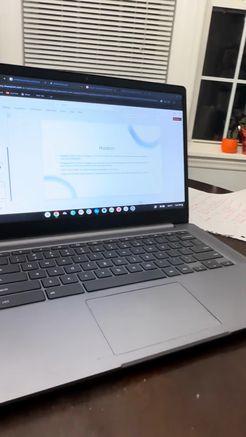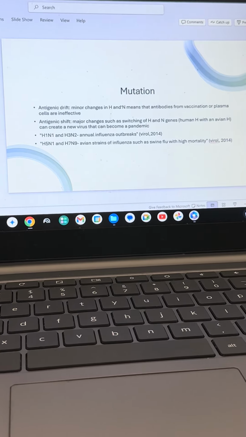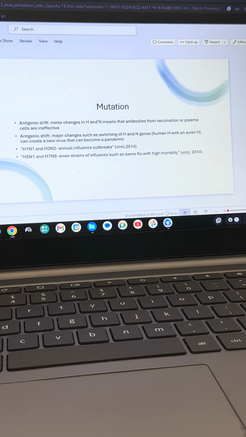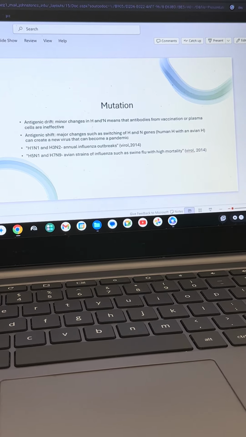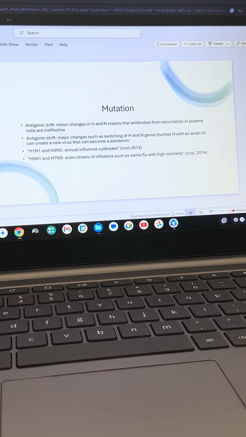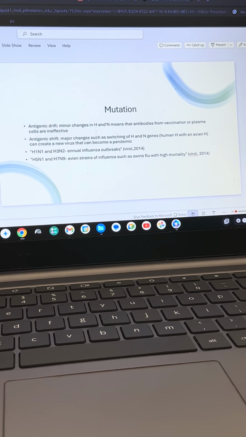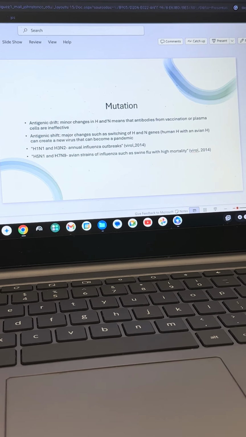For my last slide, I just was going to talk about mutation in influenza. There's two different types of changes: antigenic drift and antigenic shift. Drift is minor changes in the H and N proteins. It means that the antibodies from vaccination or plasma cells from our body, which give off antibodies, are ineffective.